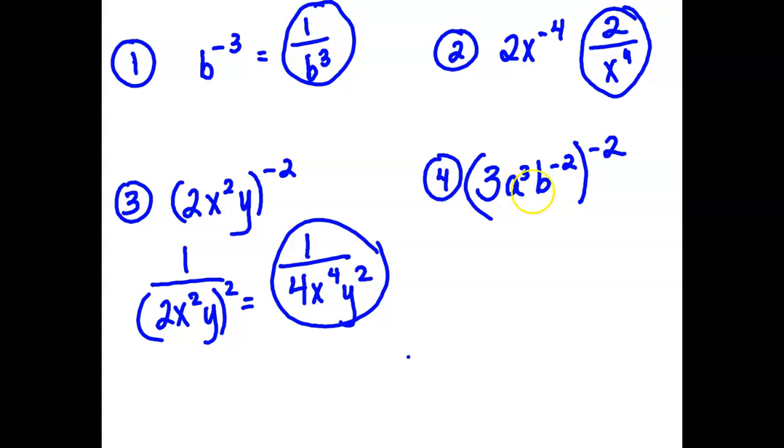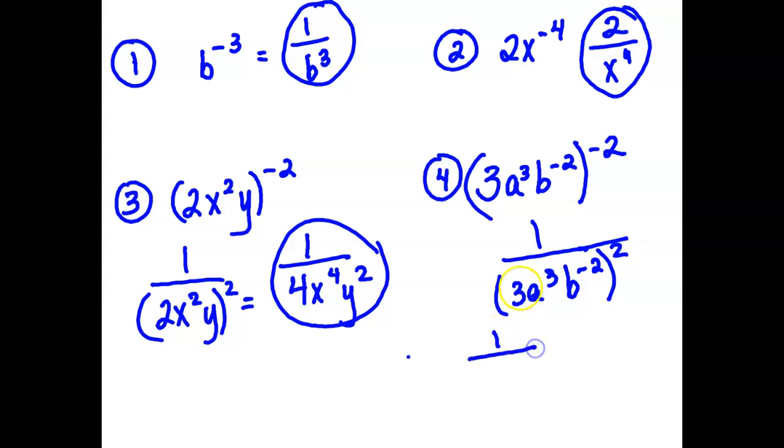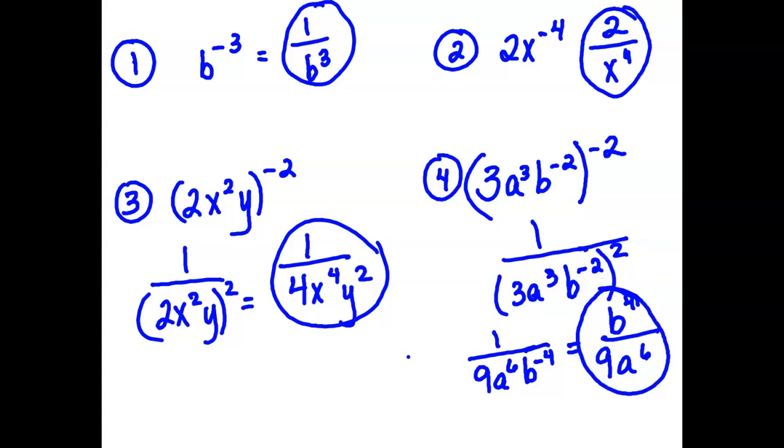Okay, and then for number 4, everything is to the negative 2 power, so I'm going to start just by writing it like this. 3a to the 3rd, b to the negative 2, and that's squared. Okay, all right, so now when I evaluate, I've got 3 squared is 9, a to the 6th power, b would be to the negative 4 power, so then I can't have a negative exponent, so I'm going to take the b to the negative 4, make it the reciprocal, so move it to the numerator, 9a to the 6th, b to the 4th, and that would be your final answer.